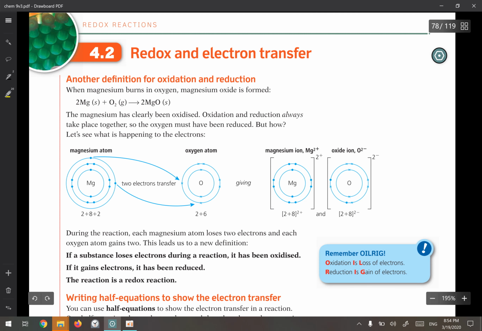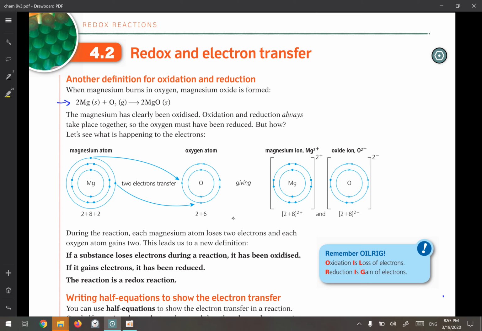Okay, let's start section 2 of this chapter. We start this section with an example. This example is written here. Magnesium, when it reacts with oxygen, converts to magnesium oxide. You have exactly the same reaction in the previous chapter. So say magnesium burns in oxygen and it produces magnesium oxide.